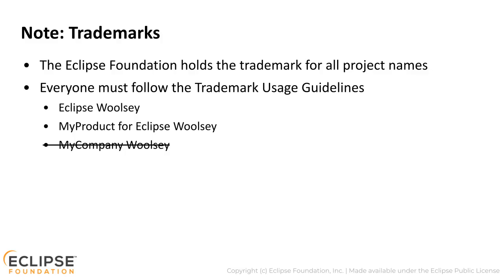If you were to, for example, contribute the Woolsey product to the Eclipse Foundation, you would be required to transfer all rights that you have to the name Woolsey to the Eclipse Foundation, and the use of the Woolsey name in your product's website, marketing materials, etc. would be then subject to the trademark guidelines. You would be required to rename your products from Woolsey to My Product for Eclipse Woolsey, or something similar. If the original name is important to your organization, consider choosing a different name for the Eclipse open source project.